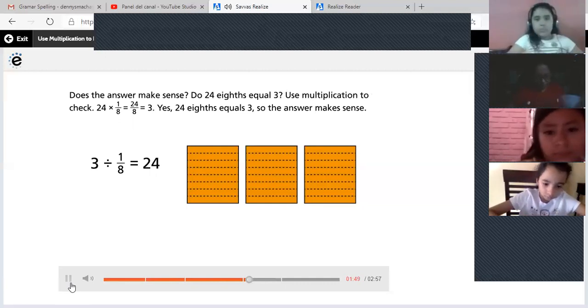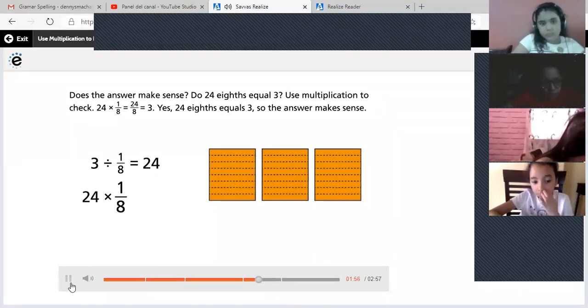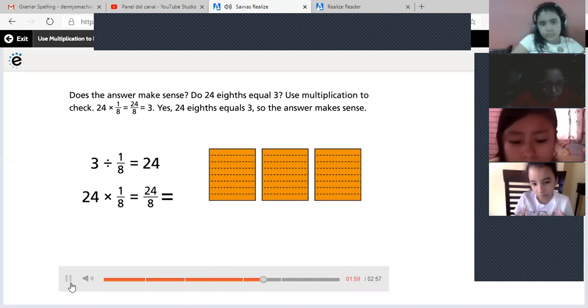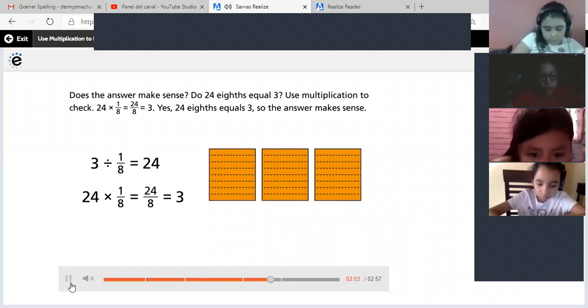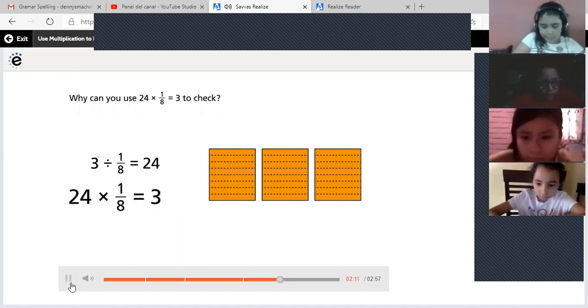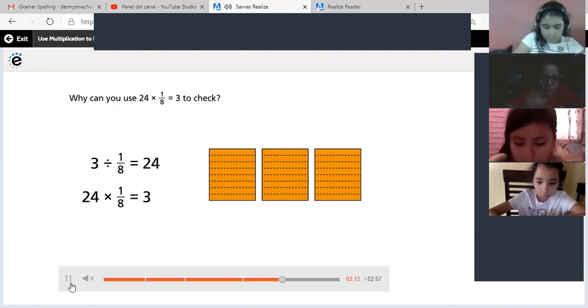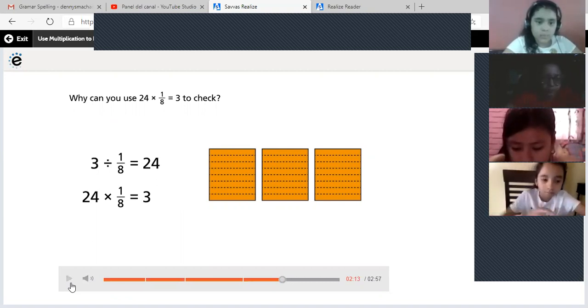Do 24 eighths equal 3? Use multiplication to check. 24 times 1/8 equals 24 eighths equals 3. Yes, 24 eighths equals 3, so the answer makes sense. Why can you use 24 times 1/8 equals 3 to check?